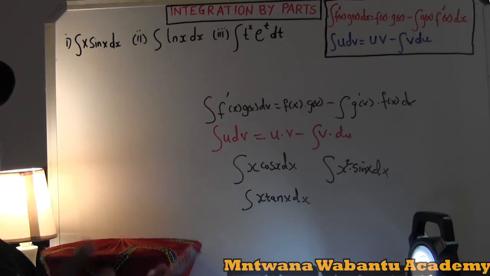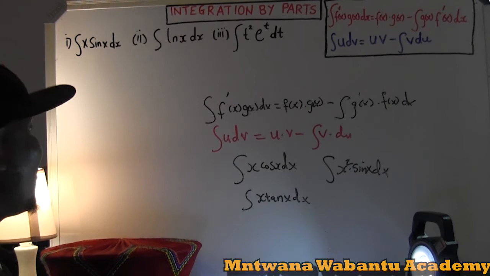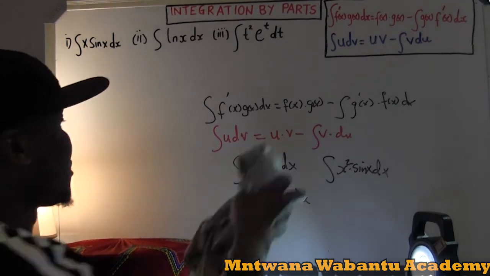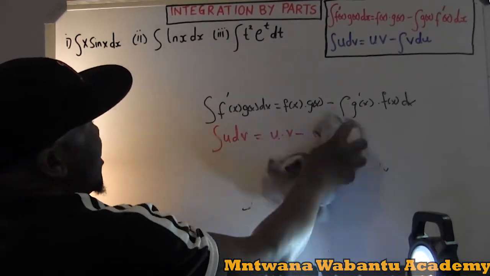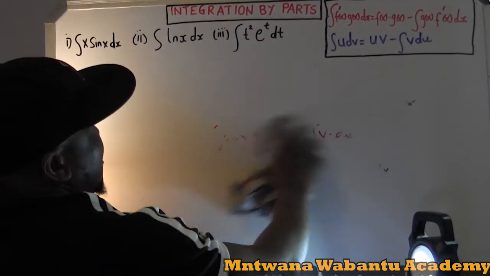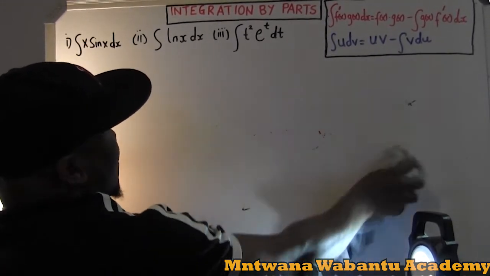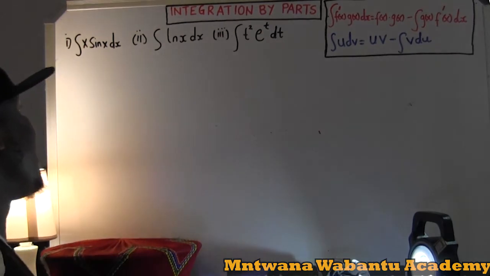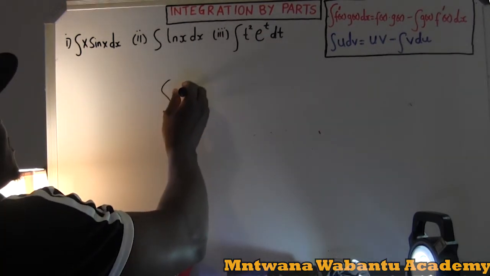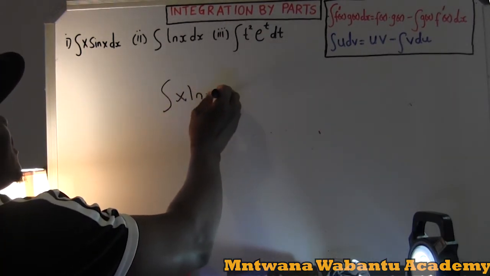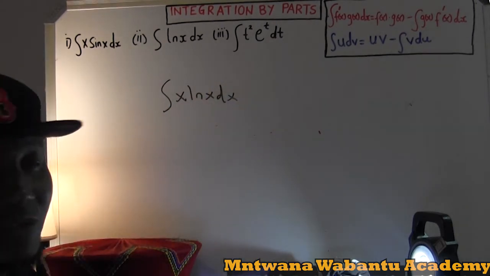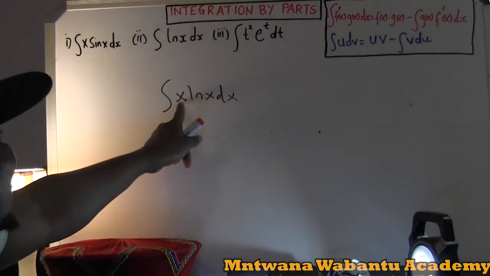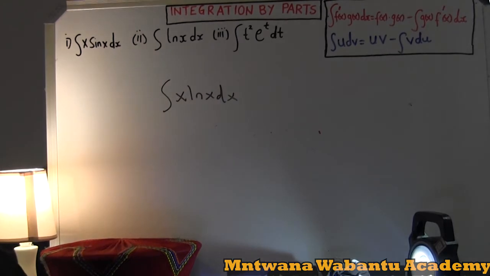But not all the time does it have to be function and trigonometric. It could be function and ln. For example, it could be something like this, integral x ln of x. Also, this is integration by parts. How do I know? Because whenever I have a function with ln, it's also integration by parts.